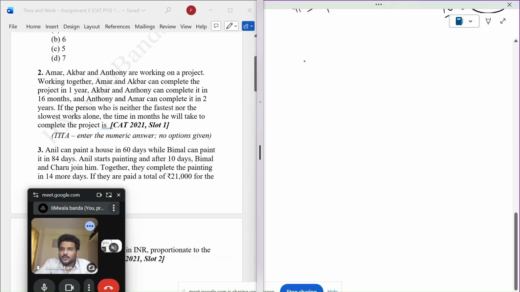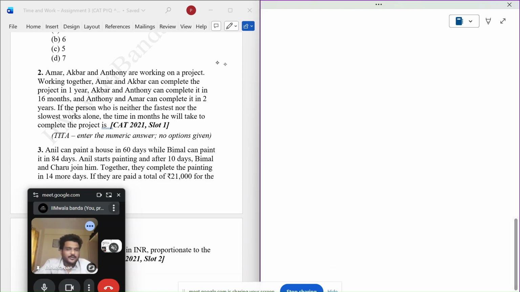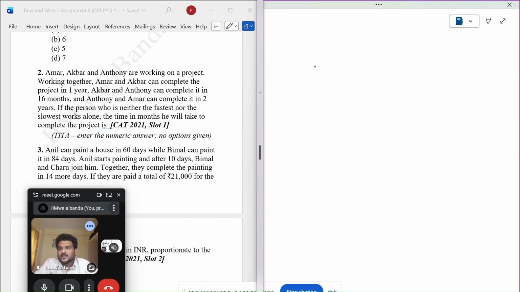Let's go to question number 2. Here, since all of them start with A, instead of calling them by their first names, I will write them as AM, AK, and AN.